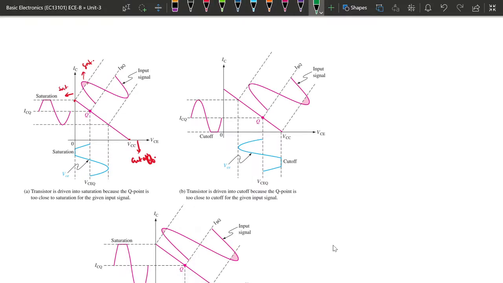From here to here, this is the active region, that means in this portion the transistor is working in the active region, so the amplification will be taken as it is. But beyond this there will be no amplification because it has reached saturation. Okay, so if it has reached saturation, this portion of the input signal will be cut off. There will be no amplification taking place here, so whatever input we are providing, the output will be fixed.